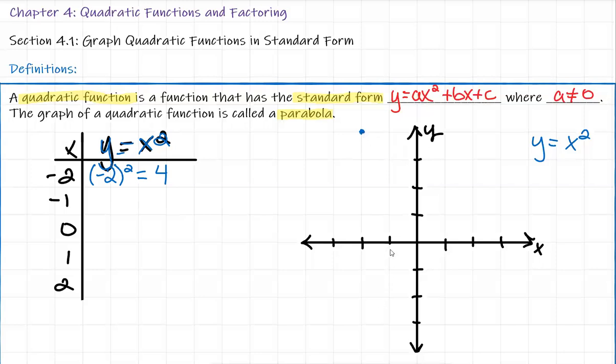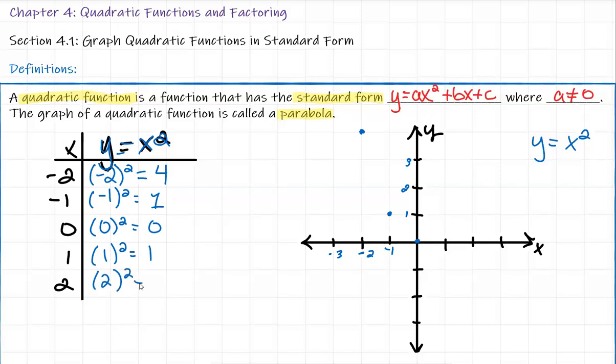Okay, if these are -1, -2, -3, 1, 2, 3, etc. Okay, next one, we got -1 squared, -1 times -1, positive 1. So at -1, we're at 1. 0 squared, you should be good with that one, right? 0 times itself is 0. So we have a point at the origin. And then 1 squared. 1 times 1 is 1. And we'll just do the last one. 2 squared. 2 times 2 is 4.